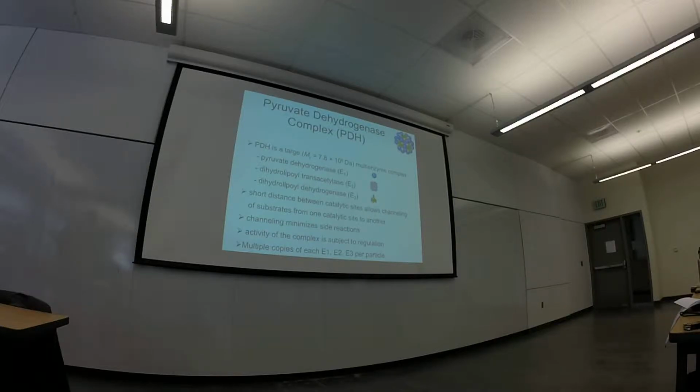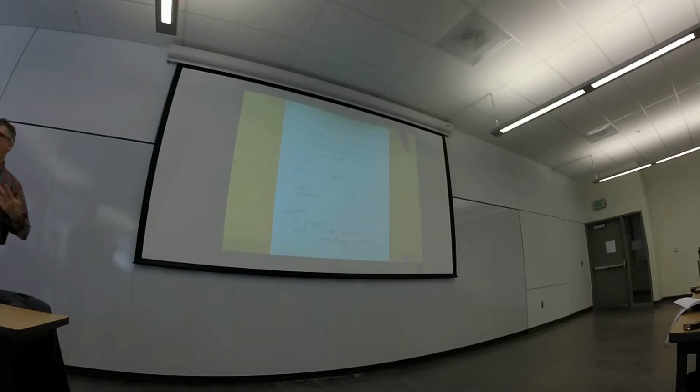Okay, so we have something going on here that's called channeling. The channeling in this case is going to refer to 3 steps in the pyruvate dehydrogenase complex reaction. It's really actually 5 steps in this reaction, but the substrate is going to get moved across the surface of E1, E2, E3 on the surface of this particle.